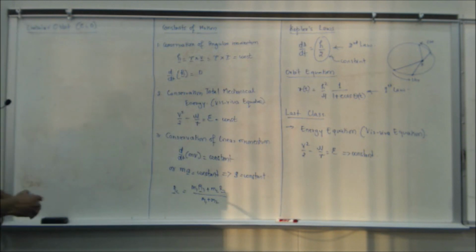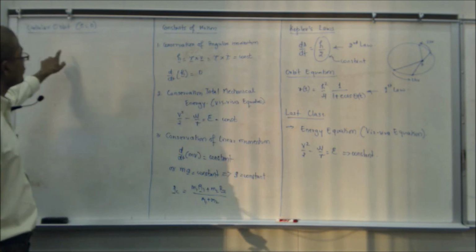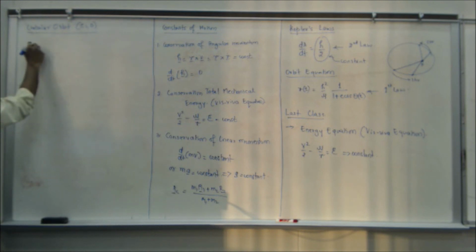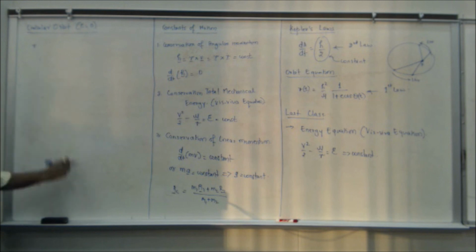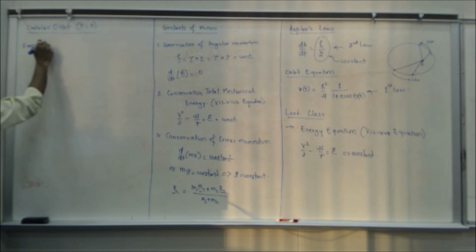All right, let's do it. You'll understand what I mean by circular. So if you have e equal to 0, what is your r? From the orbit equation.